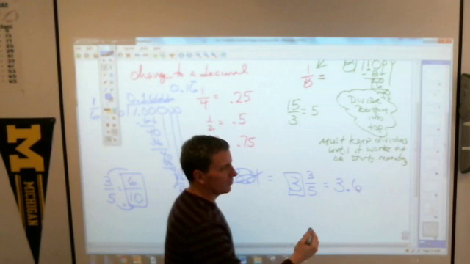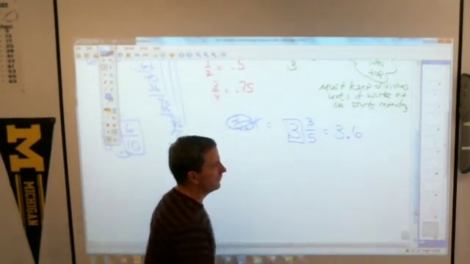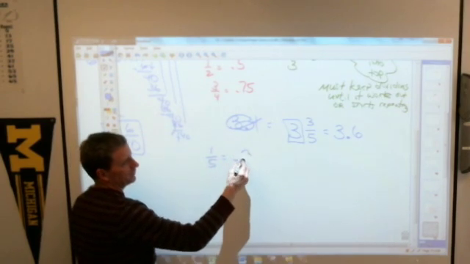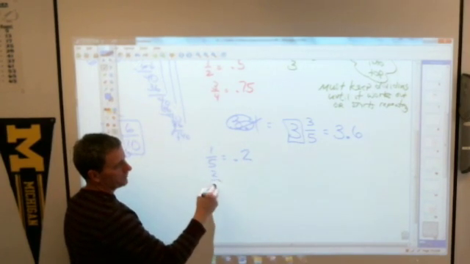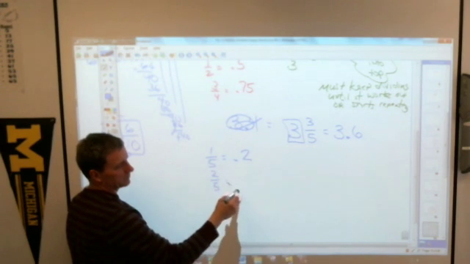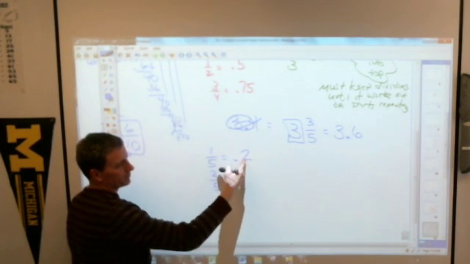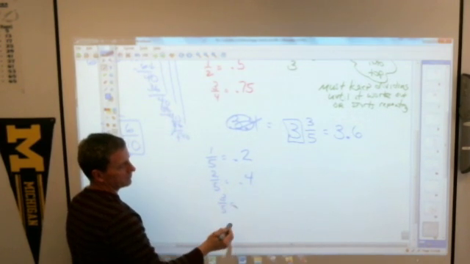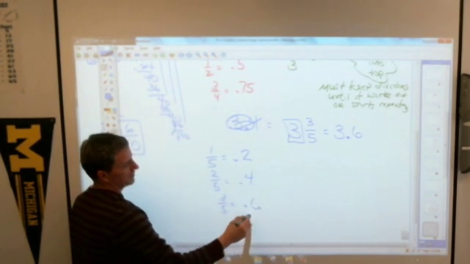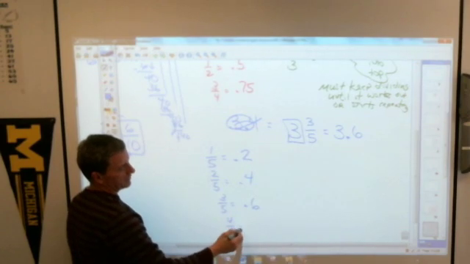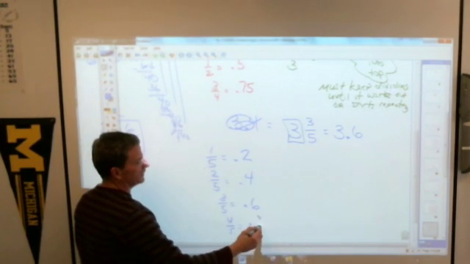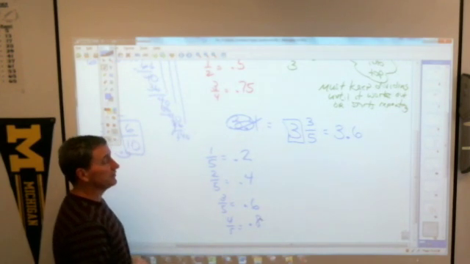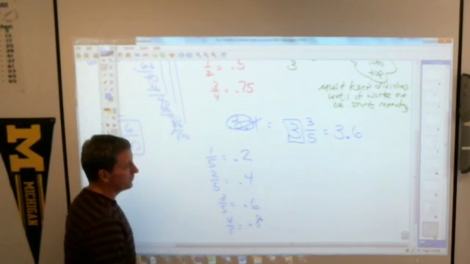Matter of fact, you should almost know the fifths. A fifth of a dollar is 20 cents. 1/5 is 0.2. 2/5 as a decimal is double that, 0.4. 3/5 as a decimal is 0.6. 4/5 as a decimal is 0.8. You should know the fifths. But plead the fifth, or know the fifth.